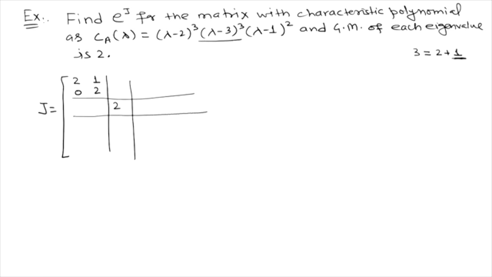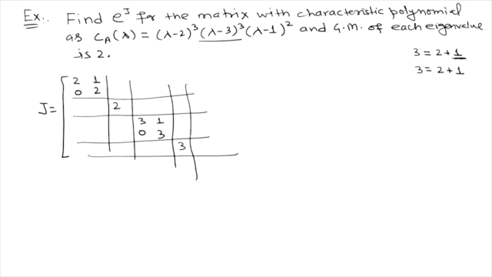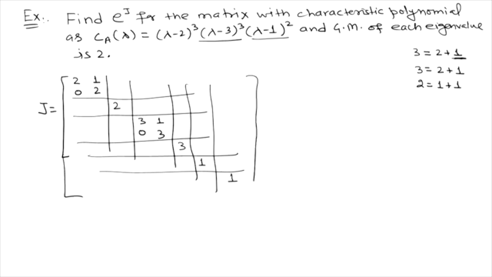Now, come to this factor. Here again for 3 the geometric multiplicity is 2, so 2 blocks. 3 can be factored into 2 integers as 2 plus 1. So, I will be having 3, 1, 0, 3 and again 3 here. And finally comes lambda minus 1 square. Here algebraic multiplicity of lambda equals 1 is 2, geometric multiplicity is 2, so there will be 2 blocks. The 2 positive integers whose sum is 2 are 1 plus 1, so then I will be having 1 and 1. So this is my matrix J.